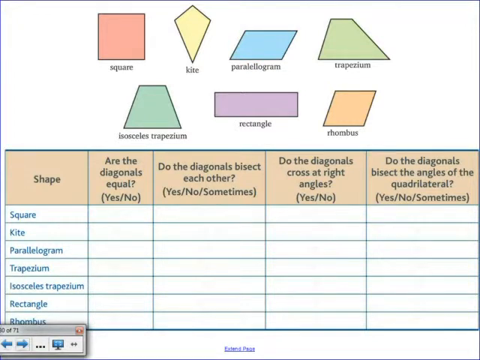So, are the diagonals equal on a square? Yes. Do the diagonals bisect each other? Yes. Do the diagonals cross at right angles? Yes. And do the diagonals bisect the angles? Yes. So let's go around.